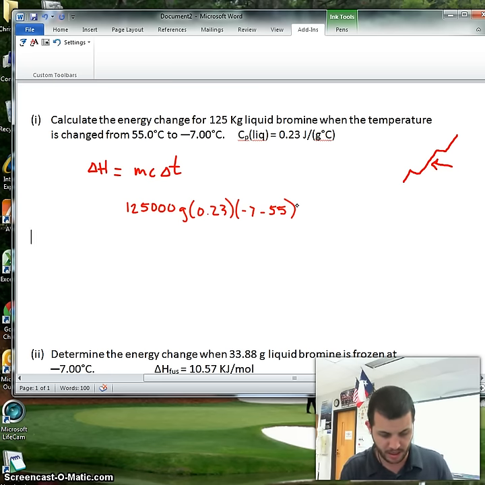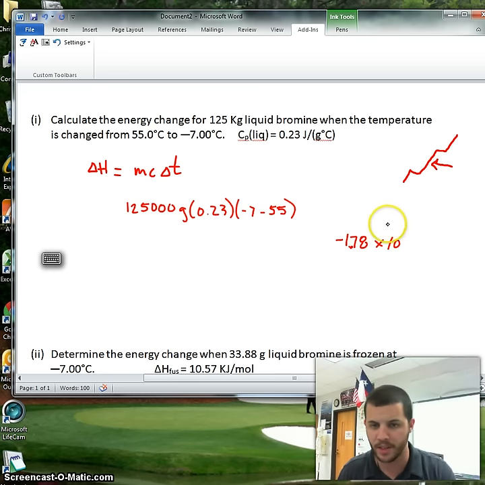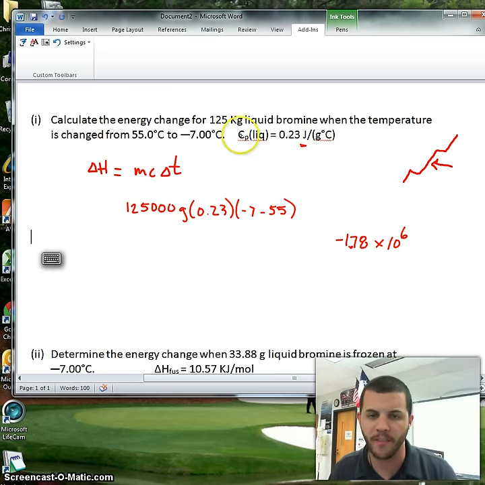And that's not quite what I'm wanting. -62 times 28750. And so I end up getting -1.78 times 10 to the 6th power. Okay, and of course this is in joules because my unit for specific heat is in joules.